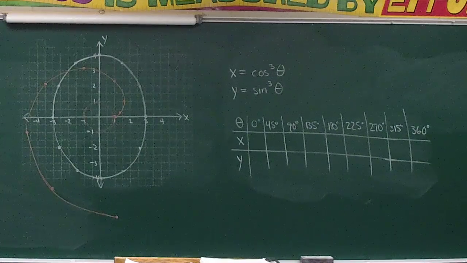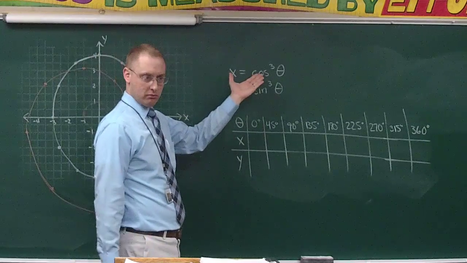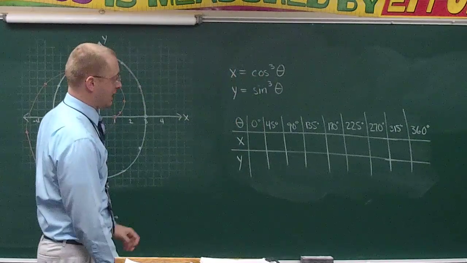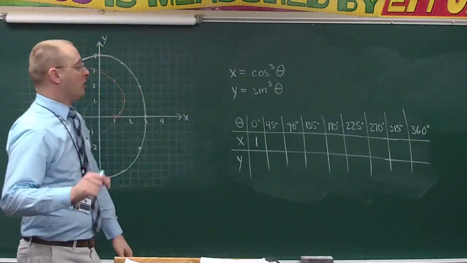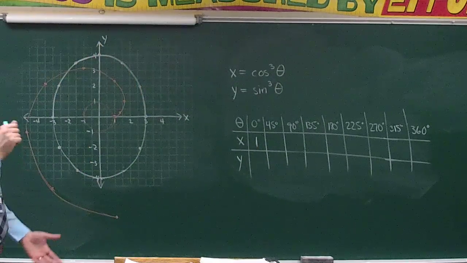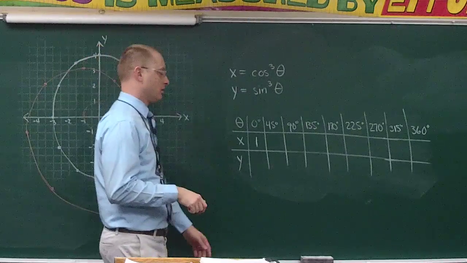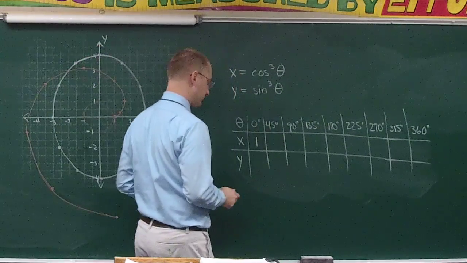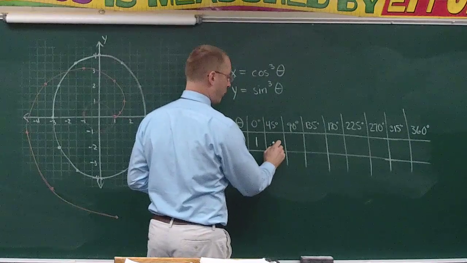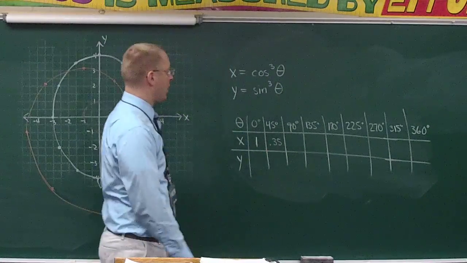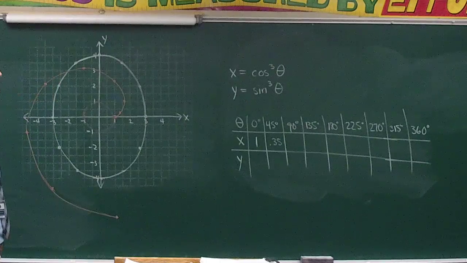All right, so what we're going to have to do here, obviously, is when we find the cosine, we're going to have to cube it. Now on your calculator, I believe the cube button is second function of the 1. So you're going to do 0 cosine, and then second function 1 to cube it. Do you get 1? 45 cosine, second function 1. 0.35? All right, cosine 90, second function 1.